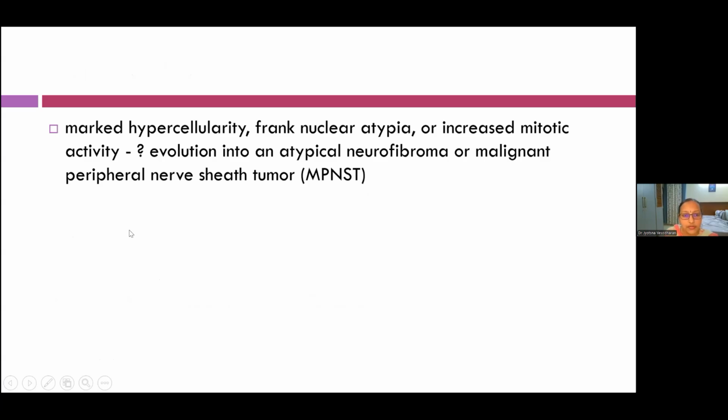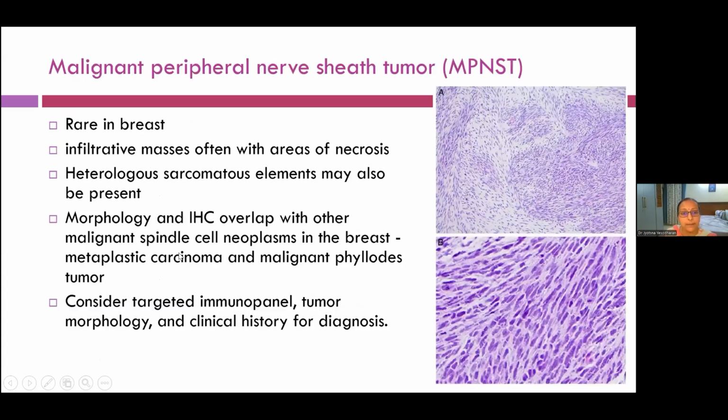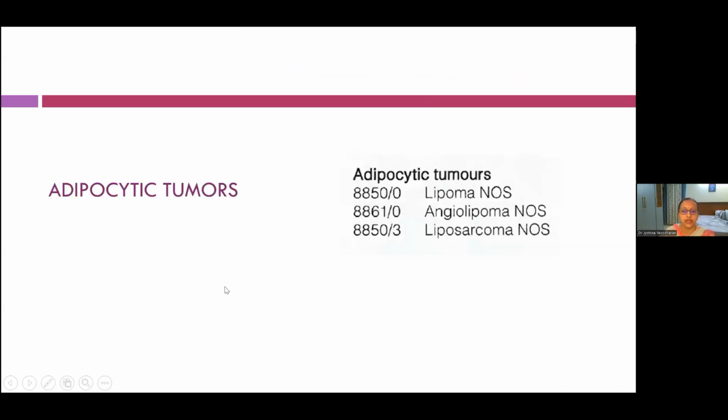But when you have a peripheral nerve sheath tumor with marked hypercellularity, frank atypia, or really worrisome features, you have to think of evolution into a malignant peripheral nerve sheath tumor, the malignant counterpart, which is relatively rare in breast. They present as infiltrative masses. They can have heterologous sarcomatous elements. So there's a lot of overlap with other spindle cell mimics, that is your metaplastic carcinoma and malignant phyllodes tumors.